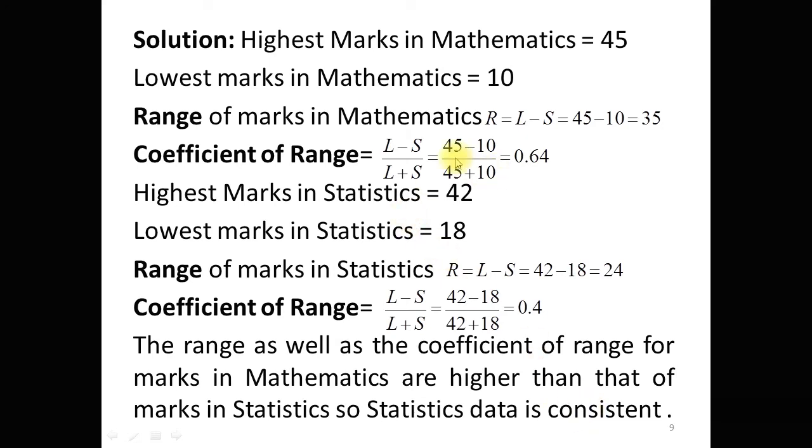Dear students, you see over here the range in the mathematics marks is 35 and the range in statistics marks is 24. So the range of statistics marks is less than the range of mathematics marks. And similarly, the coefficient of range in mathematics score is 0.6 and the coefficient of range in statistics score is 0.4. So it means that the marks in statistics scores are consistent. So this is actually called measure of dispersion.